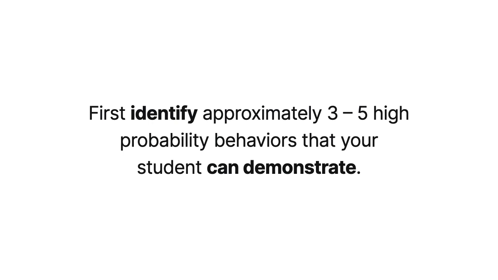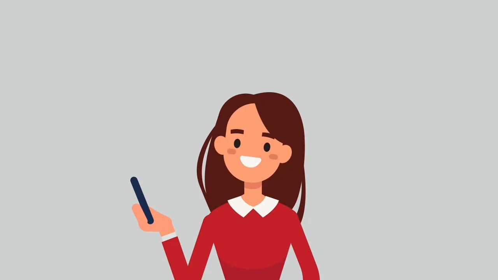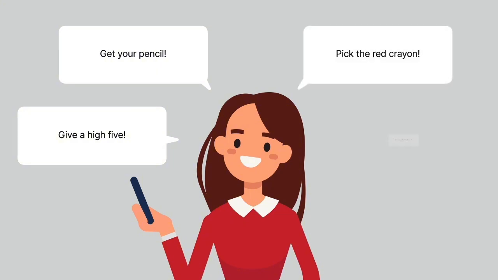To use high probability request sequences, first, you should identify approximately 3 to 5 high probability behaviors that your student can demonstrate and that you've seen your student consistently demonstrate. These can be very small behaviors, like give a high five, get your pencil, pick the red crayon, point to the window. You're looking for basic, easy behaviors to get the student on a roll.